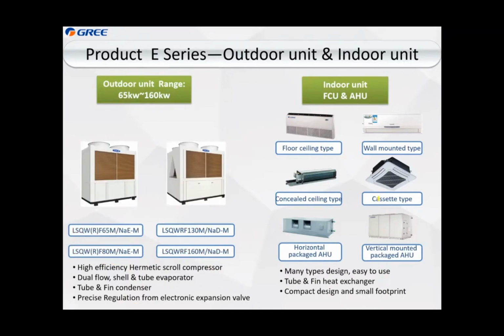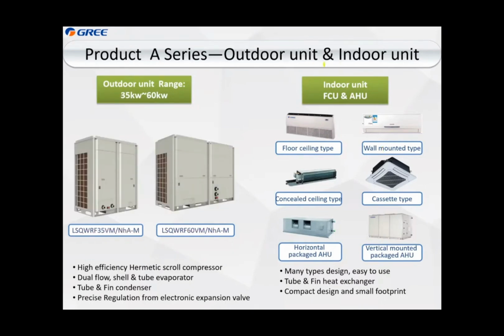And then next, E series. The capacity range is also 65 to 160 kilowatt. This model also includes 4 modules. The indoor unit is the same. And then the A series outdoor unit. At present, for A series we mainly have 2 modules, 35 kilowatt and 60 kilowatt, and the indoor unit is also the same.